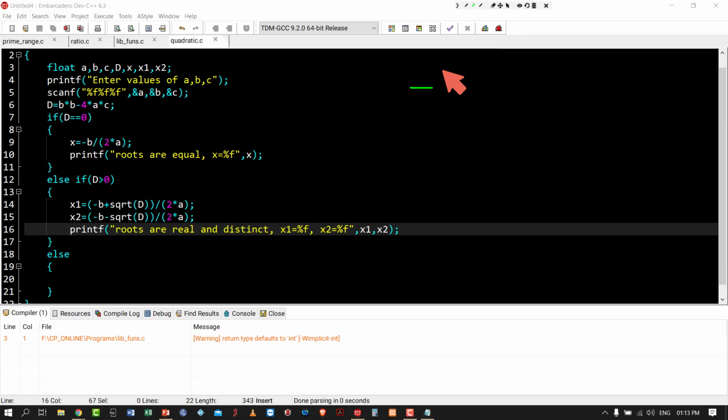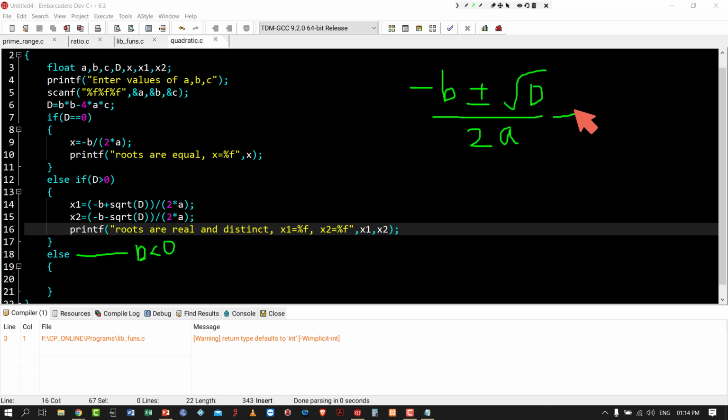So you already studied minus b plus or minus root d by 2a. The problem is here, the else part means d is less than 0. Here our C library can't find the square root of negative numbers. The C library can't find square root of negative numbers. That's the thing you have to keep in mind.